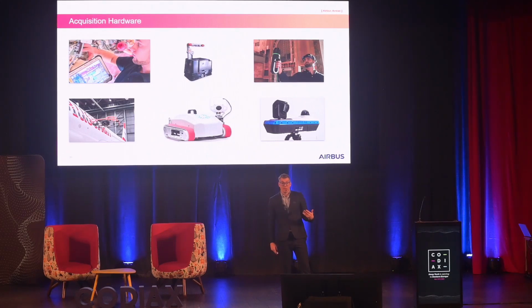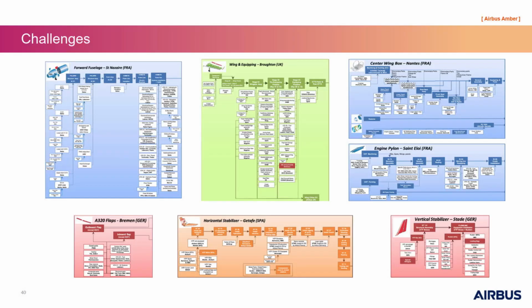We also have other means of acquiring data. So we've got things like cobots, we've got drones that fly around the aircraft, which we're developing. There's other devices like this thing here, which is in the middle, which can crawl around the surface of the aircraft and get up really close and take imagery. So there's lots of different ways that we can collect data.